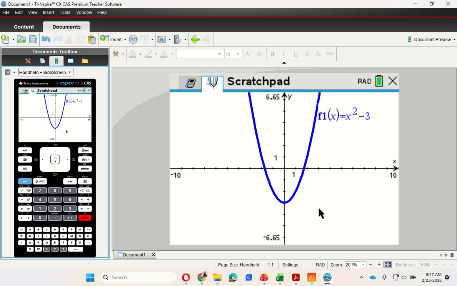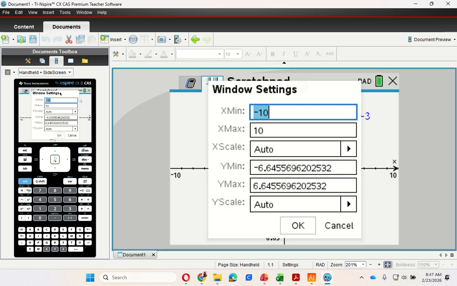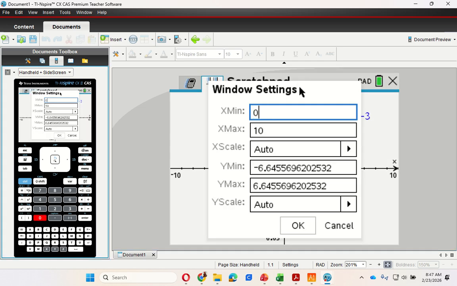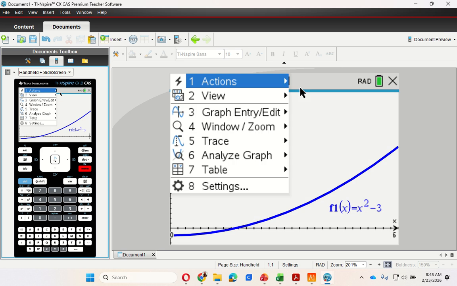So I only want to see the part that I'm going to use. So my domain of this one would be from 0 to 6. So I go menu, window zoom, settings, change that to 0, change that to 6, and I already know the Y values get a lot bigger, so that's why I said 55. And we are trying to get the calculator to analyze the graph. The integral.